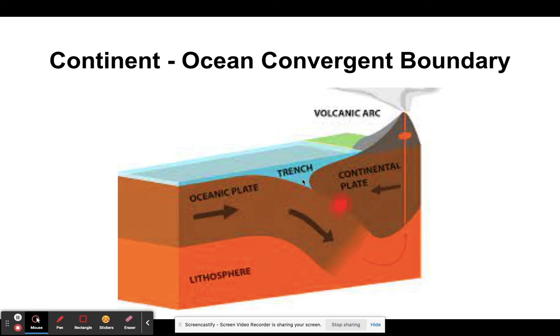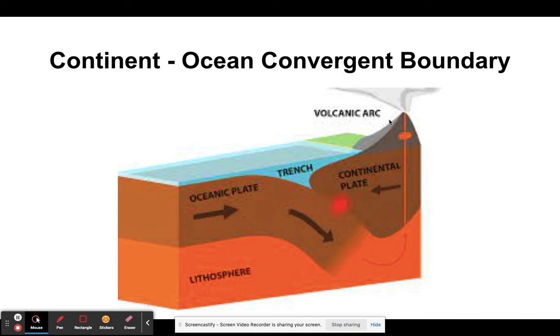We're also going to see trenches being formed. As this ocean plate goes underneath, it's not an easy process. It's kind of taking the continental plate down with it. Just on the edge, though, just this lip of the continental plate gets dragged underneath with the oceanic plate and it forms a trench.